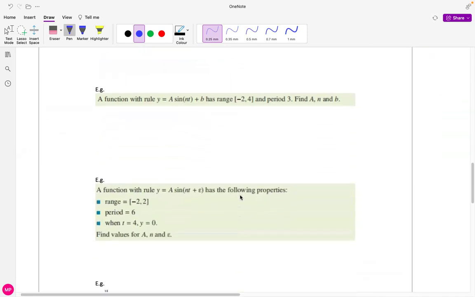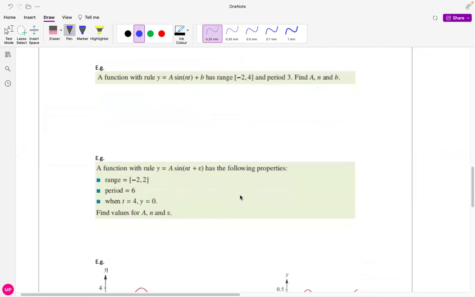All right. Now here's another example. In this example, they don't give you a graph, but they give you the range. So you can see the range is -2 and 4. That's -2 is the minimum and 4 is the maximum. And the period equals 3. They want you to find A, n, and B. So let's start with A first.